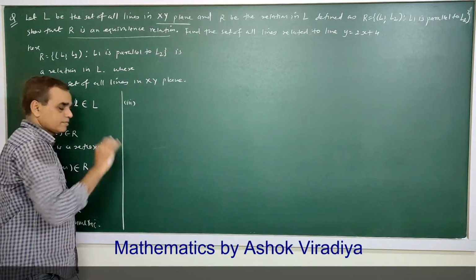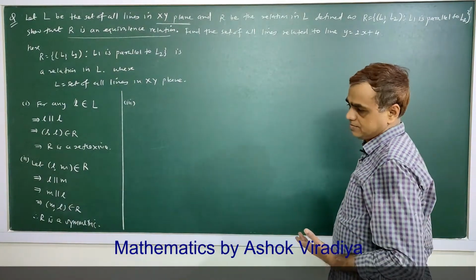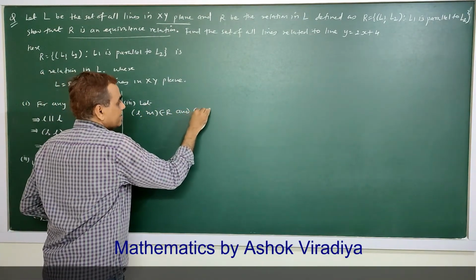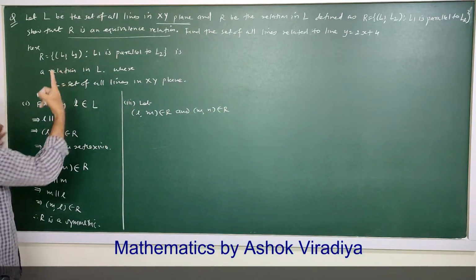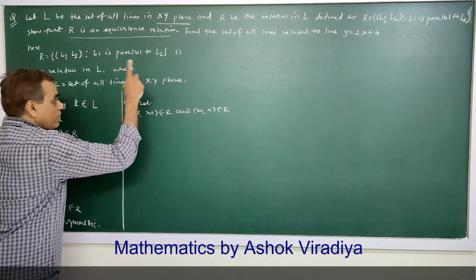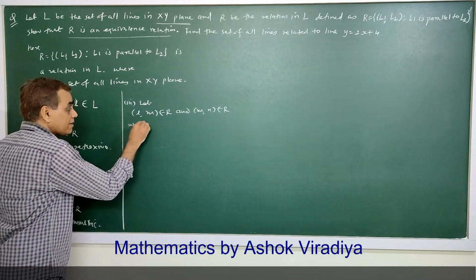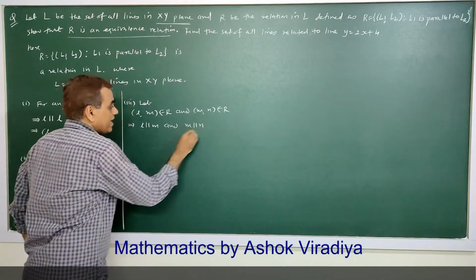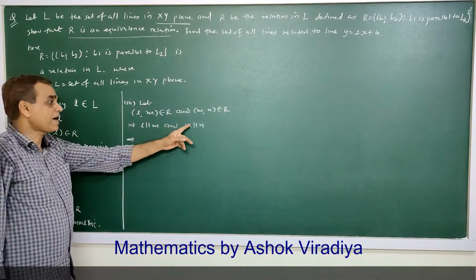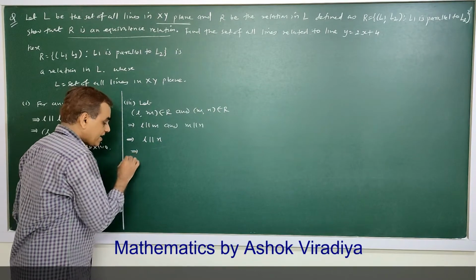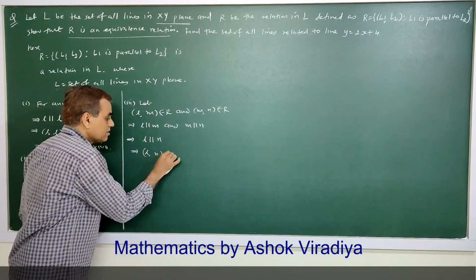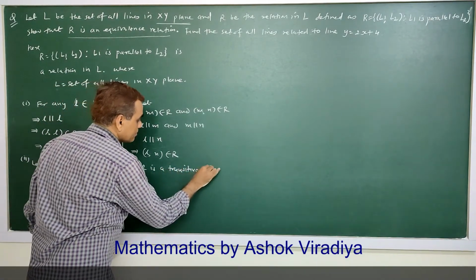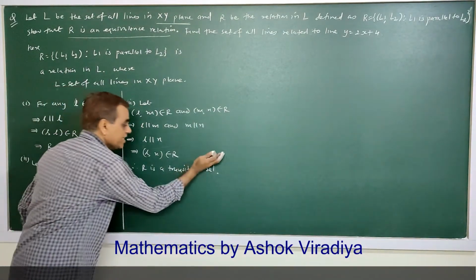Third property, transitivity. Let (L, M) belong to R and (M, N) belong to R. These are lines, elements of this set, lines in the xy plane. (L, M) belongs to R, so L is parallel to M, and M is parallel to N. If L is parallel to M and M is parallel to N, that means L is parallel to N. So (L, N) belongs to R. So what is proved? R is a transitive relation.